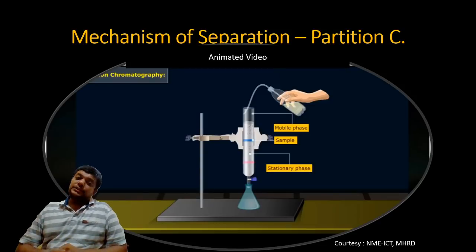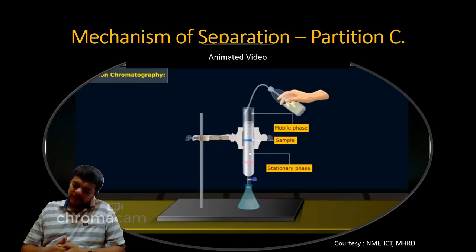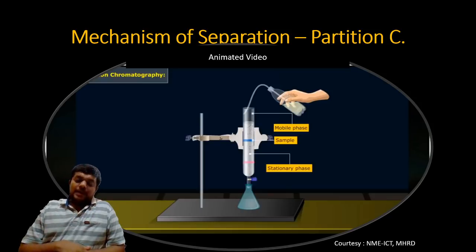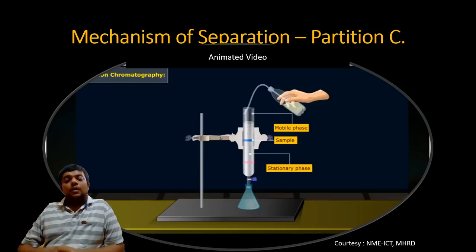Moving further, partition chromatography, as you all know, is a partition or a distribution of your sample between two layers, of which one is a mobile phase layer, one is a stationary phase layer. Remember, it's a trick that whenever you consider partition chromatography, most of the time your stationary phase is a liquid coated on solid. And whenever you say adsorption chromatography, your stationary phase is majorly solid. But whenever you say partition chromatography, your stationary phase must be or might be liquid coated on a solid.